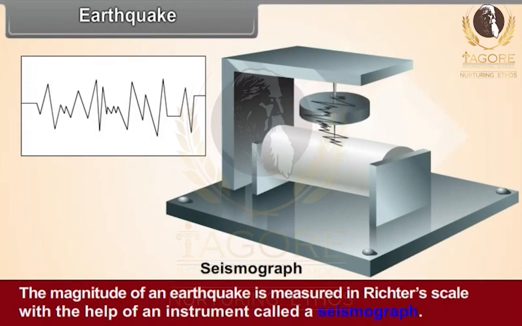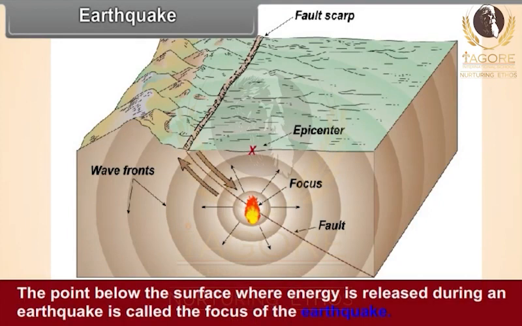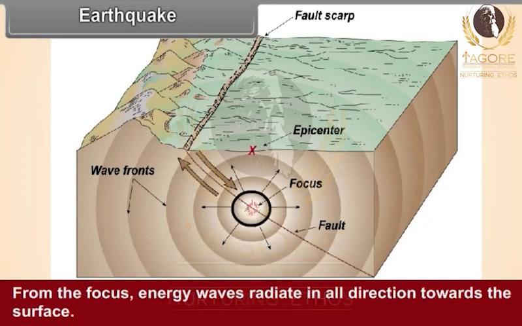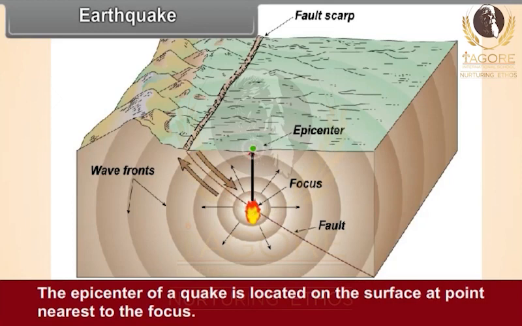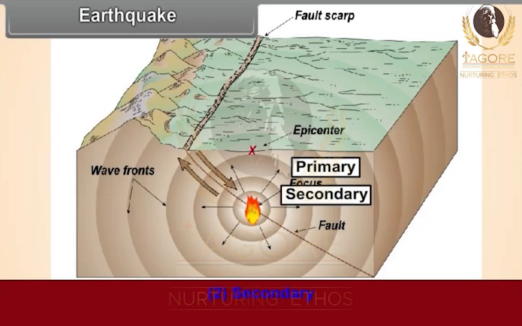See figure 6.1. The point below the surface where energy is released during an earthquake is called the focus of the earthquake. From the focus, energy waves radiate in all directions towards the surface. The epicenter of a quake is located on the surface at point nearest to the focus. Earthquake waves are of three types: primary, secondary, and surface waves.